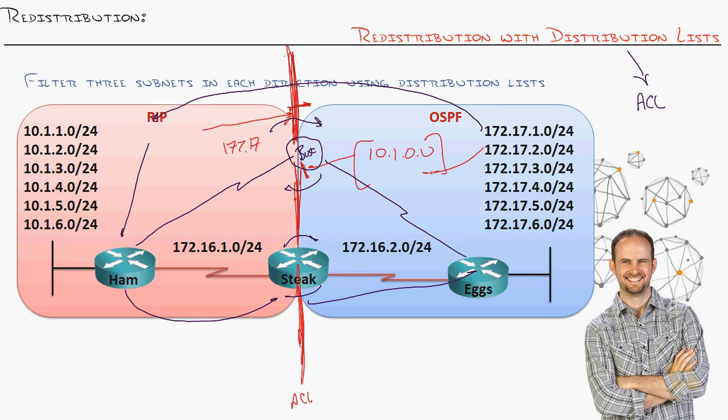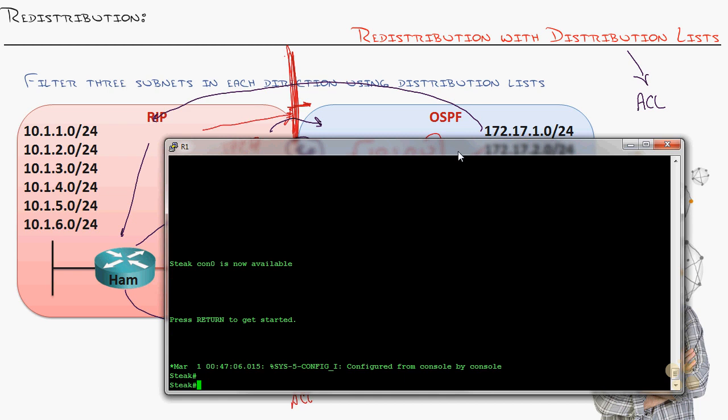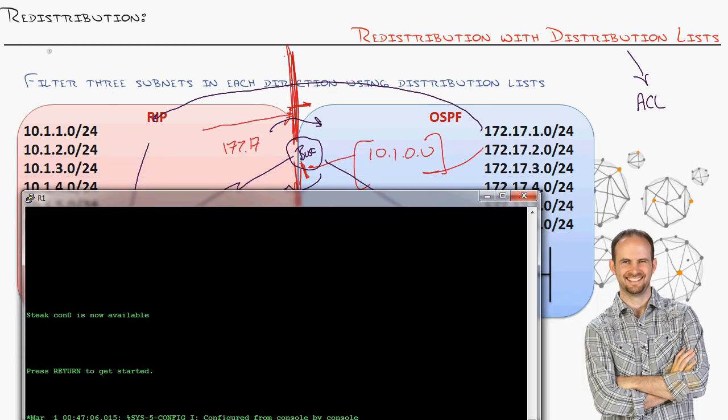Identify with an access list the routes that you want to allow or deny, and then apply it to the routing protocol. Let me show you. I'm going to go into Steak, right? Landing on Steak, and let's go. I put a goal up here. I want to filter 3 subnets in each direction using distribute-lists.